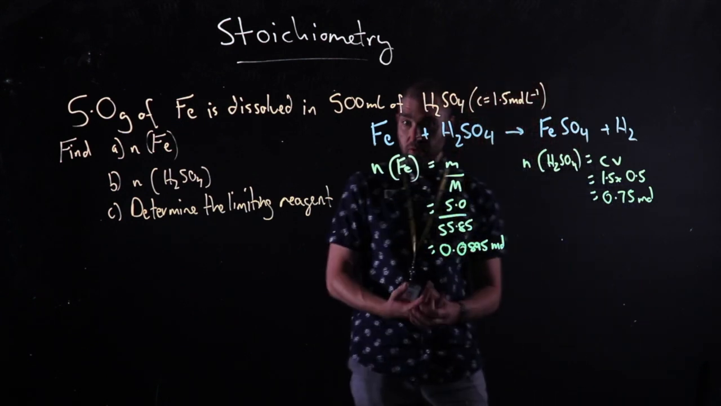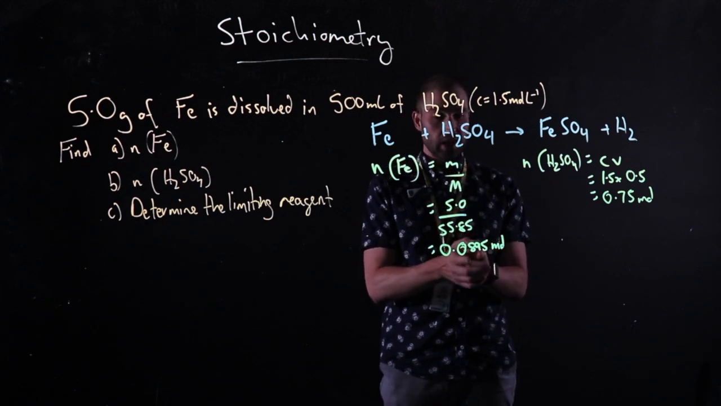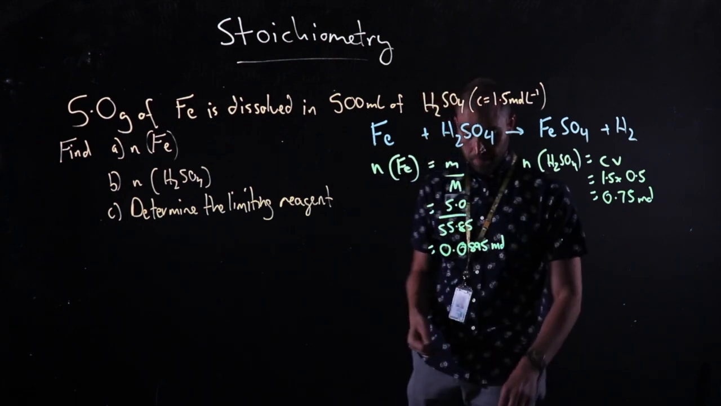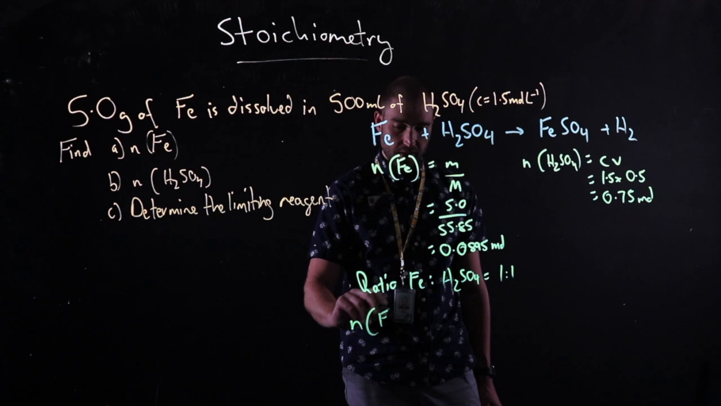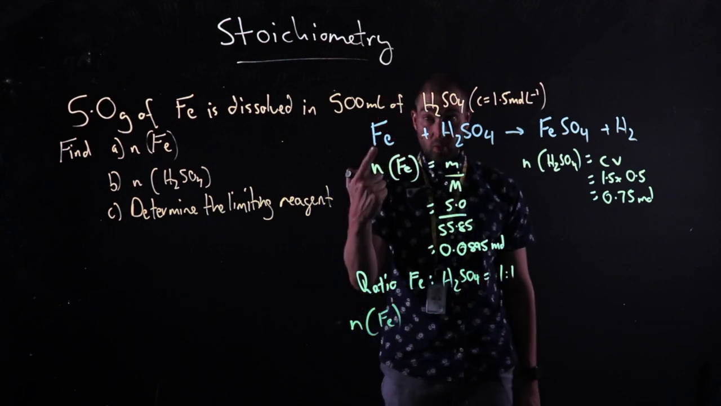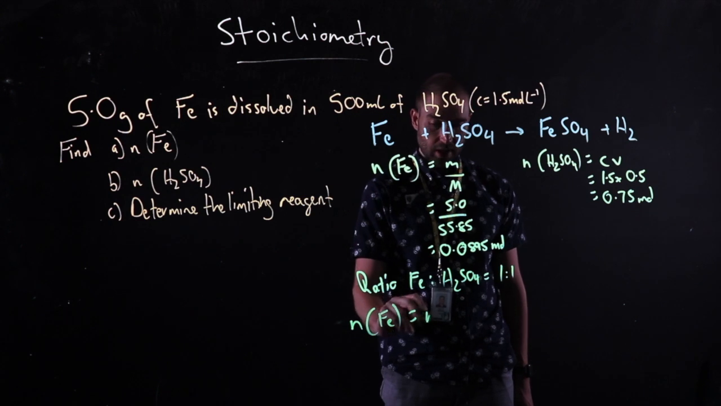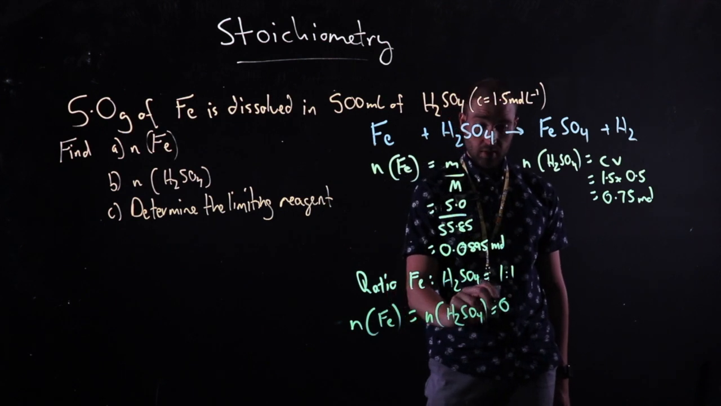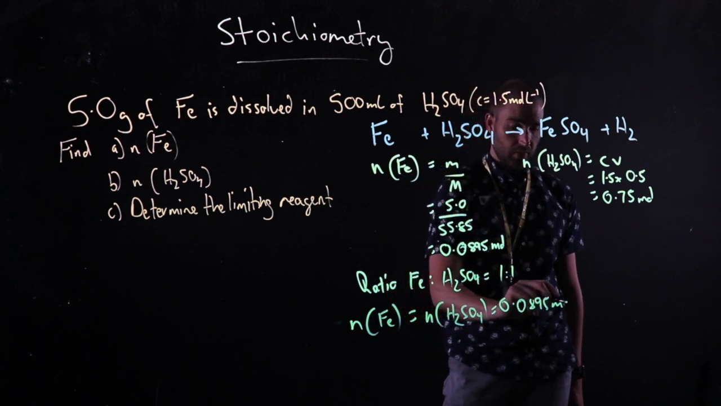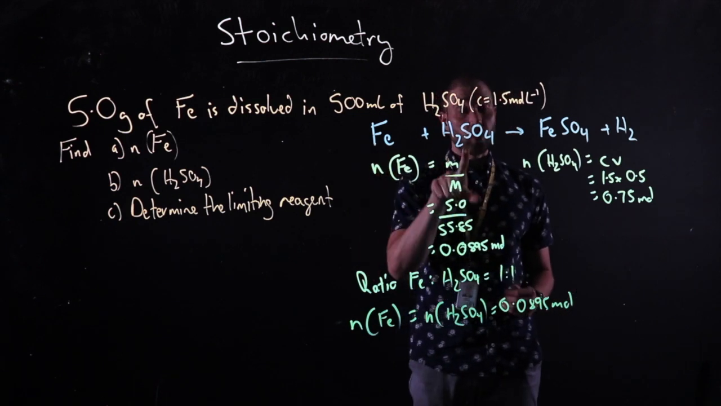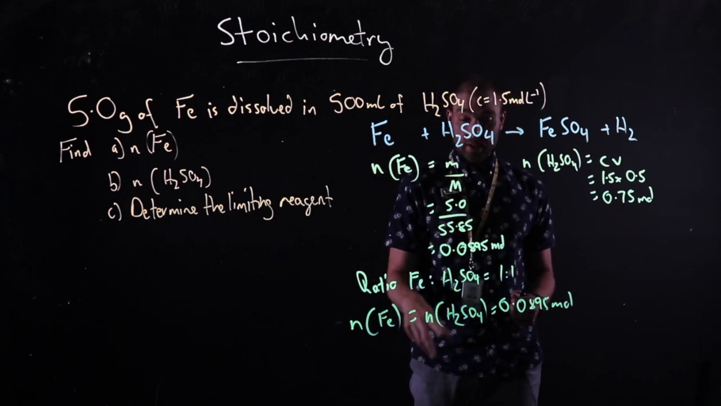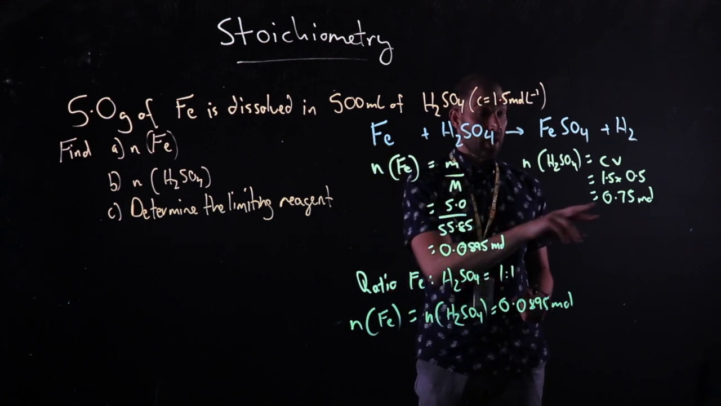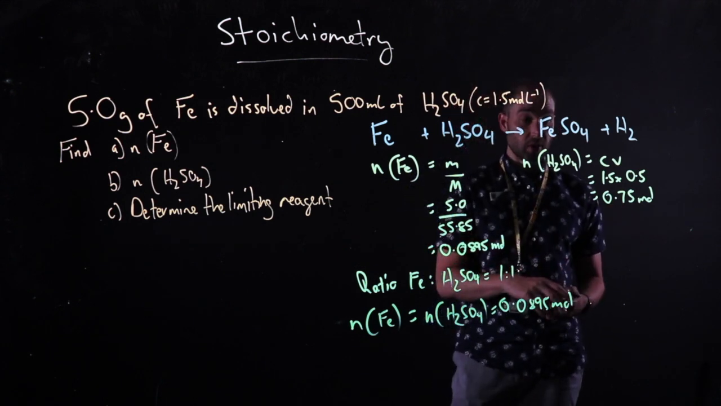To do that, we're going to look at how many moles of sulfuric acid we need for the number of moles of iron that we have. Then we're going to look at the number of moles of iron that we need for the number of moles of sulfuric acid that we have. What that means is our number of moles of iron in this reaction, we're going to use all that up. That's going to be equal to the number of moles of sulfuric acid that we're going to use, 0.0895 moles. So if I had 1 mole of iron, I'd need 1 mole of sulfuric acid to dissolve it. In this case, I've got 0.0895 moles of iron, so I need 0.0895 moles of sulfuric acid, which is much less than the 0.75 moles that we have.